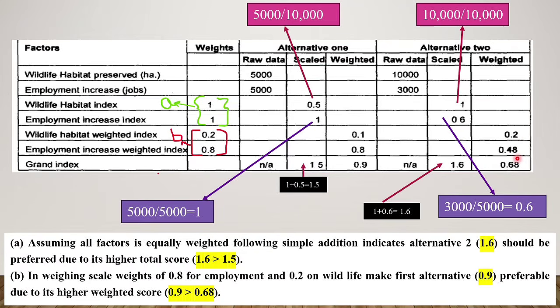So in case of weighted values, 0.9 and 0.68 are the values. 0.9 is for alternative 1, 0.68 is for alternative 2. So 0.9 is greater than 0.68. So in this case, alternative 1 will be preferred because of its higher weighted score.